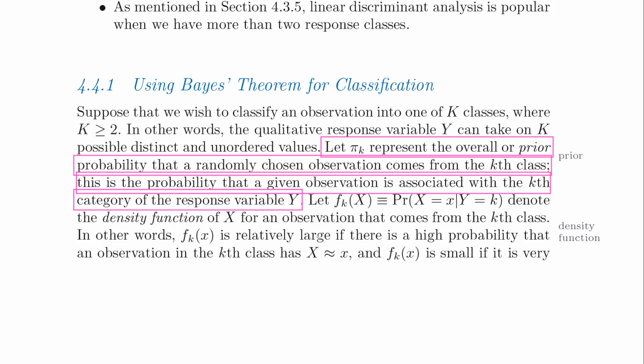Let f subscript k of x represent the probability, let's use a different color, the probability that X is x given Y equals k. Denote the density function of X for an observation that comes from the kth class.